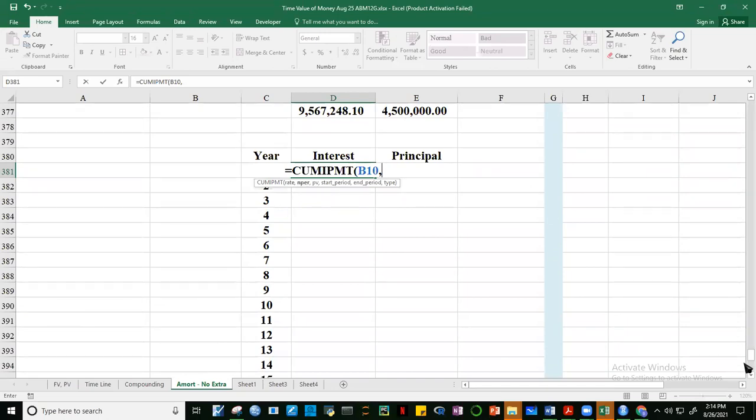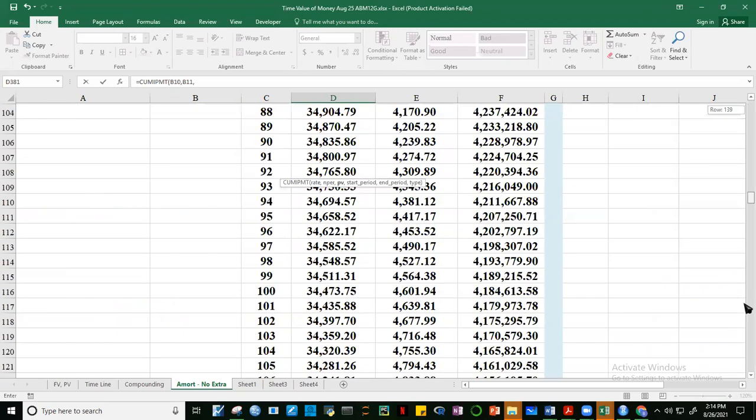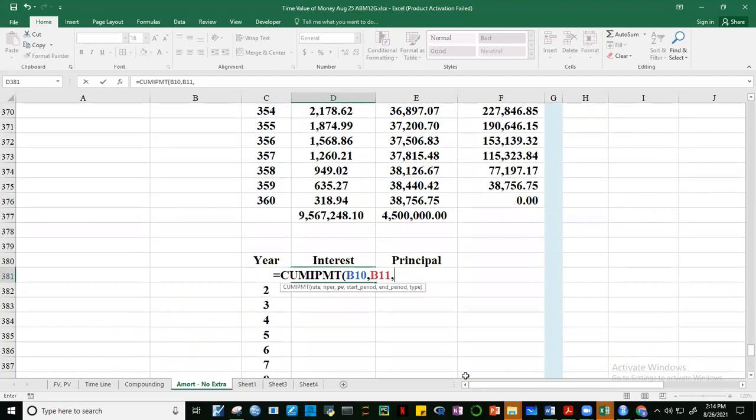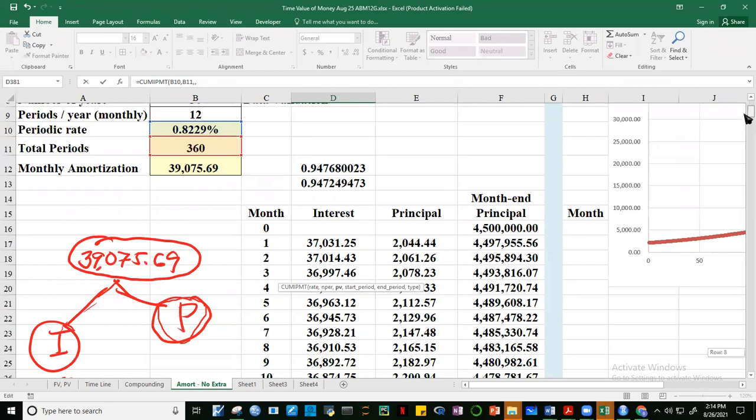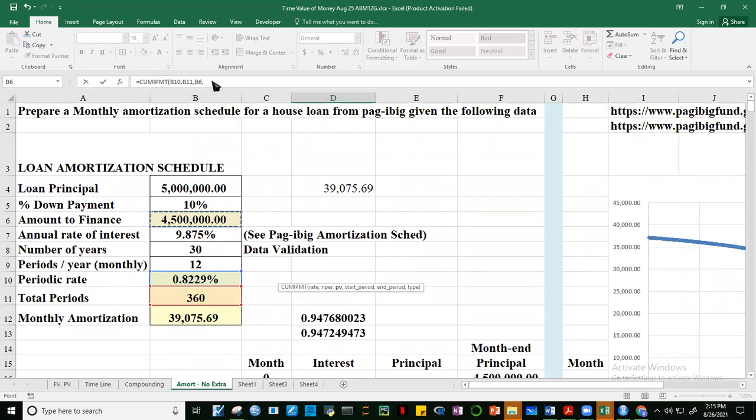N per natin is 360, no? Comma. Next is, ano yung start period natin? Our start period is month 1 hanggang month, okay, wait. PV natin pala, no? PV is the 4.5 million. Okay.